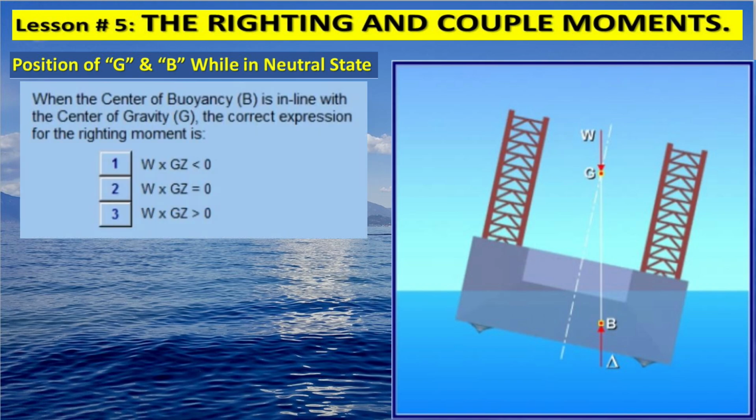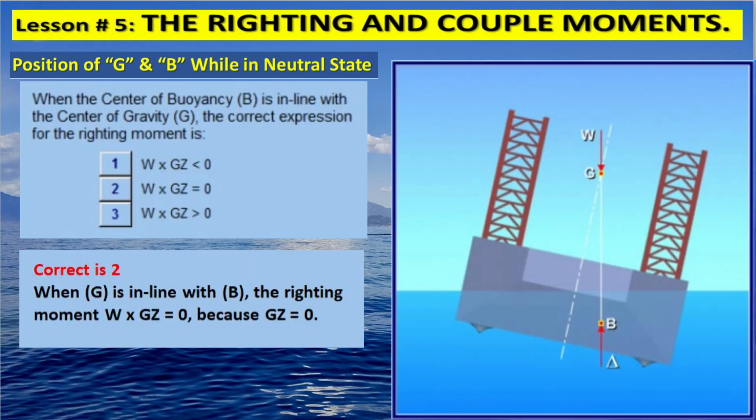When the center of buoyancy, B, is in line with the center of gravity, G, the correct expression for the righting moment will be. Correct answer is 2. When G is in line with B, the righting moment W times Gz is 0 because Gz equals 0.